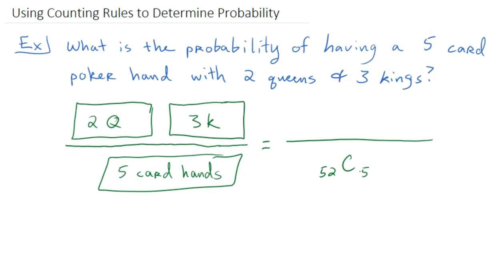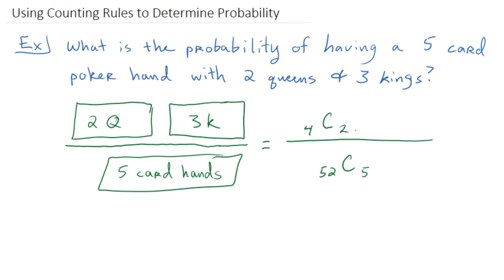Now for the top, I need to figure out how many ways I can have 2 queens and 3 kings. And this is one of those what I call slots and slots. So we have 2 different categories. So we're going to do a combination for the queens. We'll do a combination for the kings. So for the queens, there are 4 total queens in a deck. And so that's going to be a 4C2.